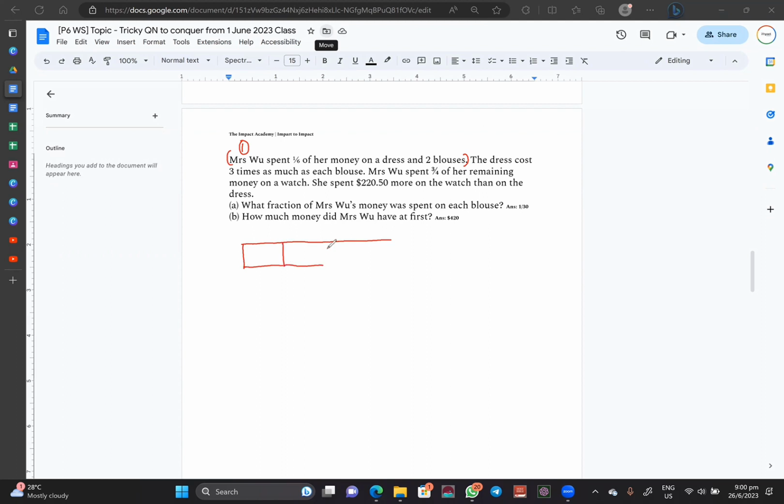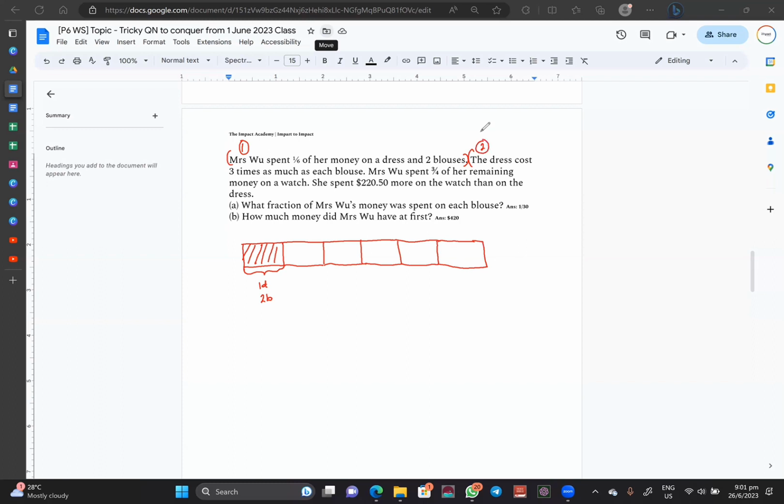We want to show 6 units, 3, 4, 5, 6 units, and we are going to shade 1 unit over here, and this 1 unit is actually for 1 dress and 2 blouses. Okay, so this is the first thing that you want to do.